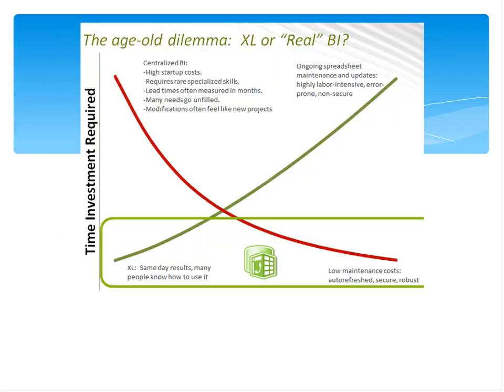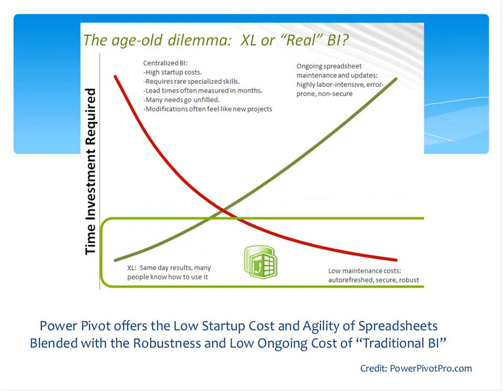Okay. This is an illustration of where PowerPivot comes in and the problems that it's trying to solve. Essentially, people have always had two options, or what seem to be the only two options.